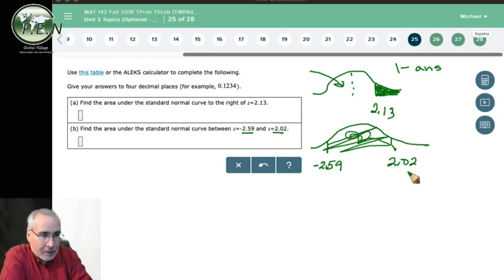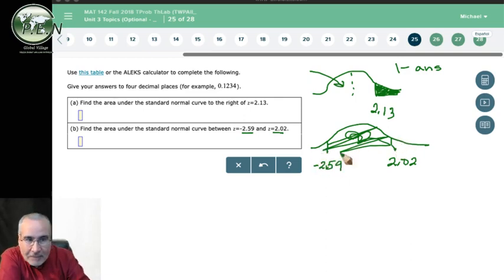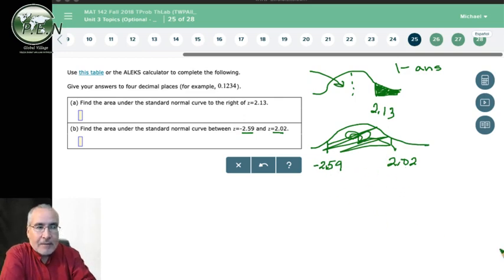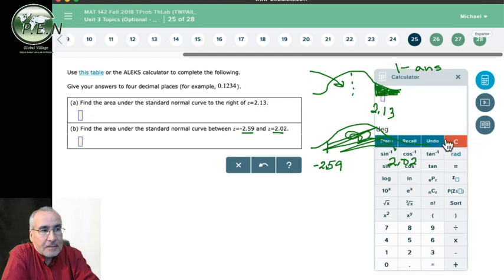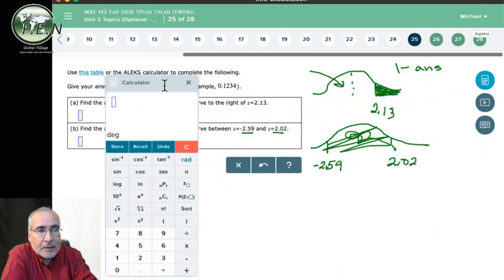Well, if we look up the z-score of 2.2, that gives us everything to the left, which includes this little tail. So what we're going to do is we look up the negative 2.59, which gives us the tail. If we subtract the tail from the whole part, we're left with what we want, the part between. So we're going to take the percent here minus that. We can do it both ways with either the table or the calculator. Let's take a look at the calculator first, and you can decide which one you prefer.